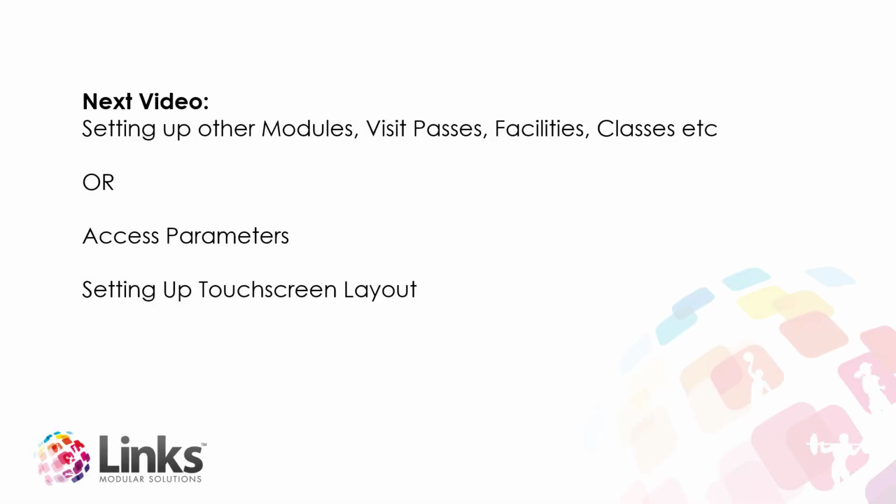You will need to go through the membership type setup each time you wish to offer a new membership type at your centre. Once your membership categories and types are set up, you are ready to start selling your memberships. Either continue setting up your other modules such as classes and facilities as required, or go straight to Access Parameters to allow members to access the centre, and Touchscreen Layout to apply buttons to your touchscreen to make your memberships quick and easy to sell.